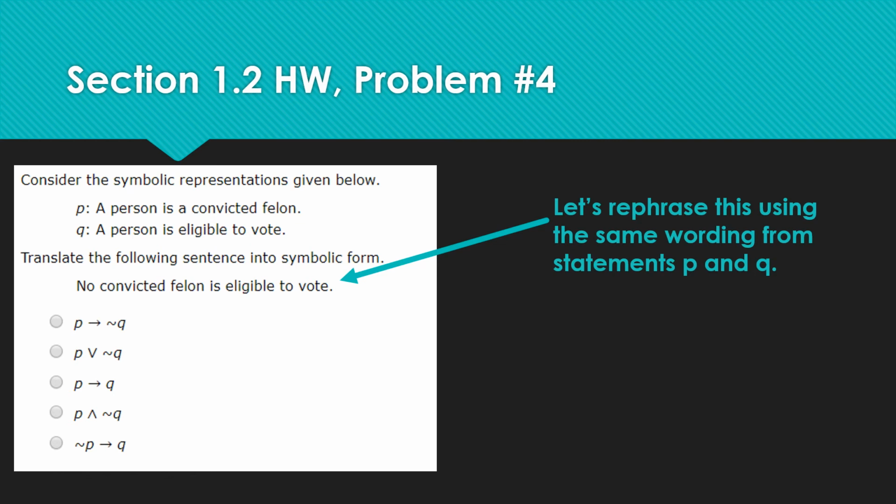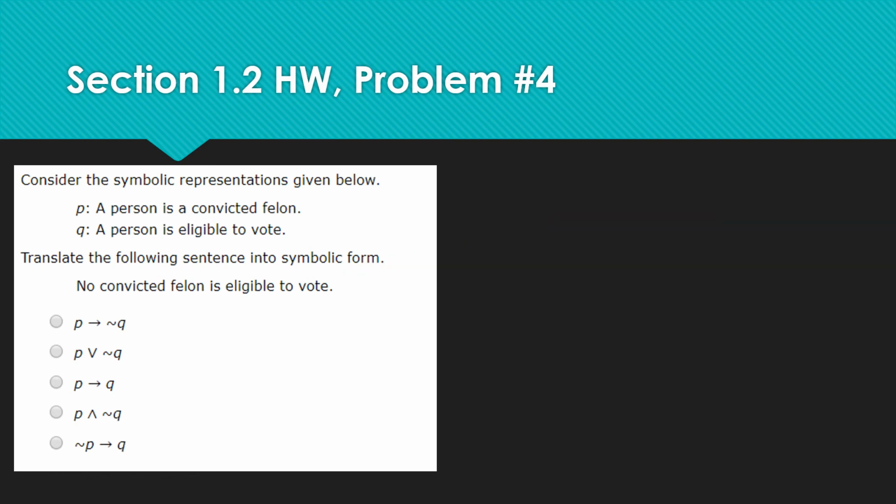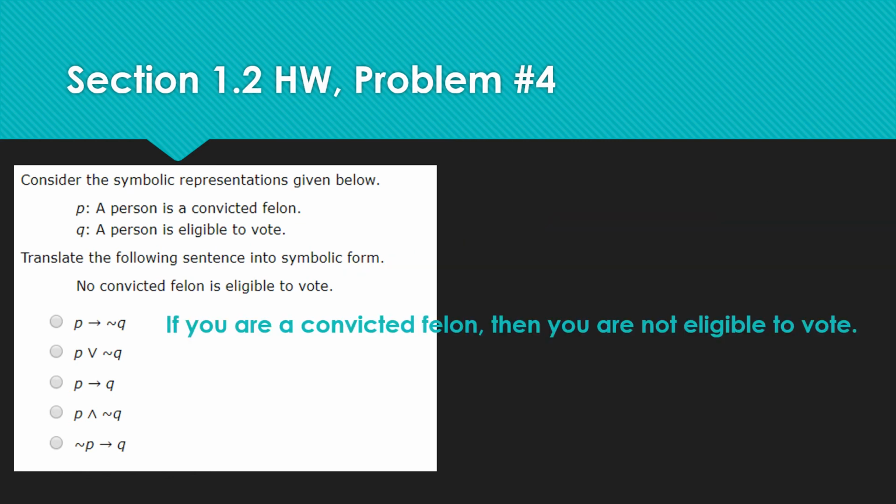Again, we're rephrasing this using the same wording from our statements. So if you are a convicted felon, then you are not eligible to vote. So that's if P, then not Q. So this would be P implies not Q.